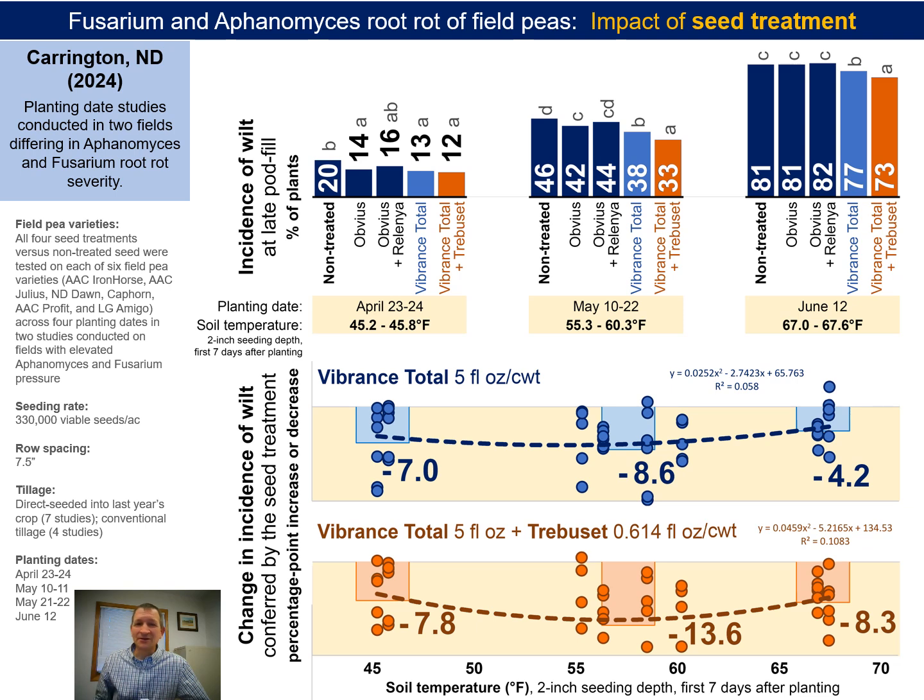So now we're going to look at Vibrance Total versus Vibrance Total plus Trebuchet, okay? Now, Trebuchet is Syngenta's Rellenia.